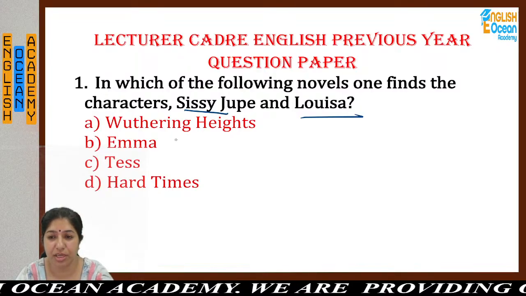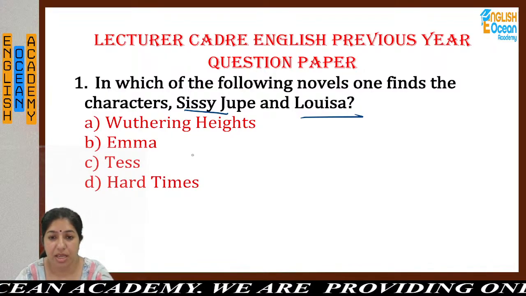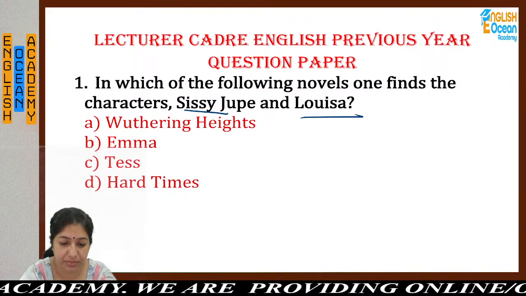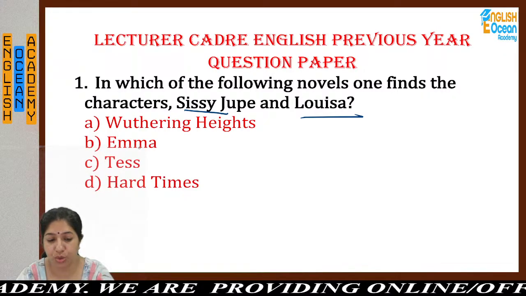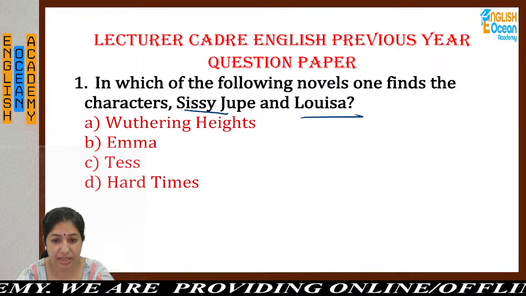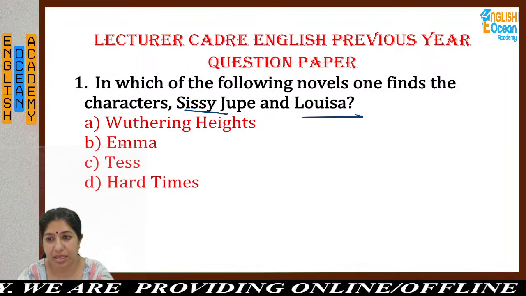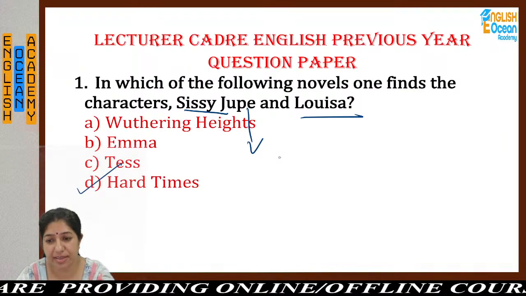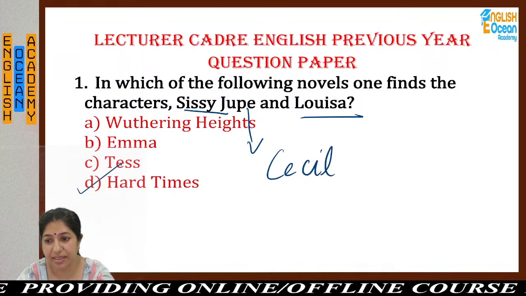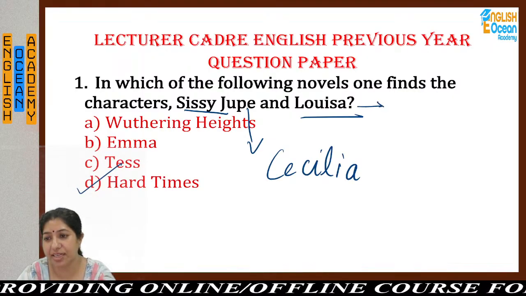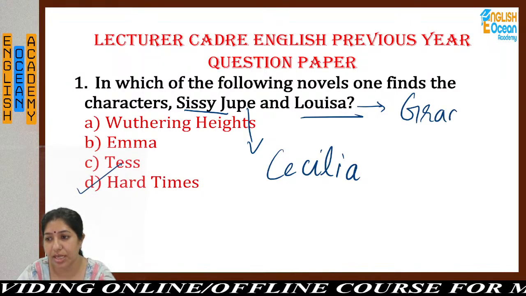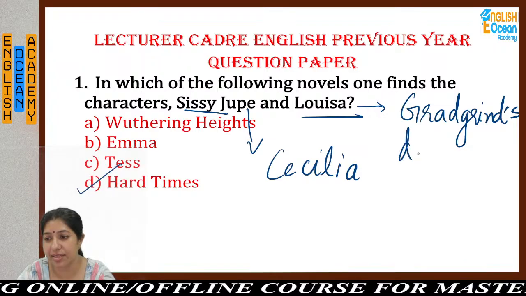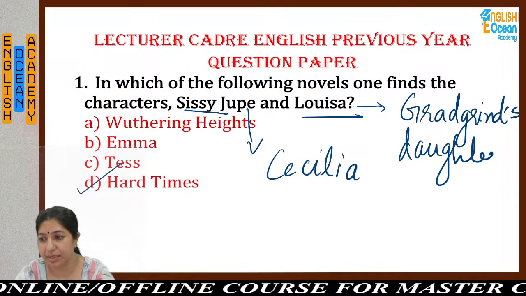Okay, I'm waiting for the answer. Sissy Jupe and Louisa: Wuthering Heights, Emma, Tess, or Hard Times? Sissy Jupe and Louisa are the characters in? Yes, Hard Times. Sissy Jupe is that circus girl, Cecilia, right? And Louisa was Gradgrind's daughter and Bounderby's wife. Okay, let's go.